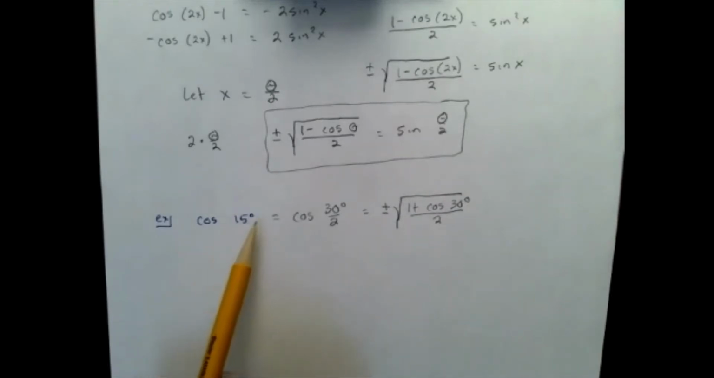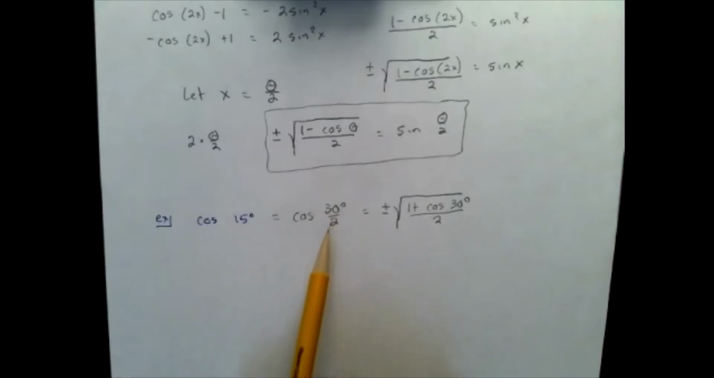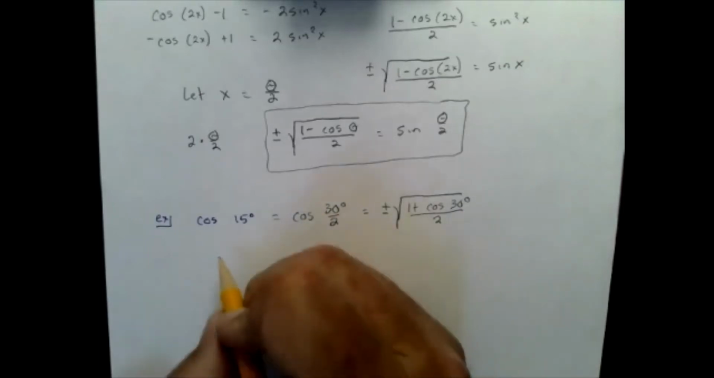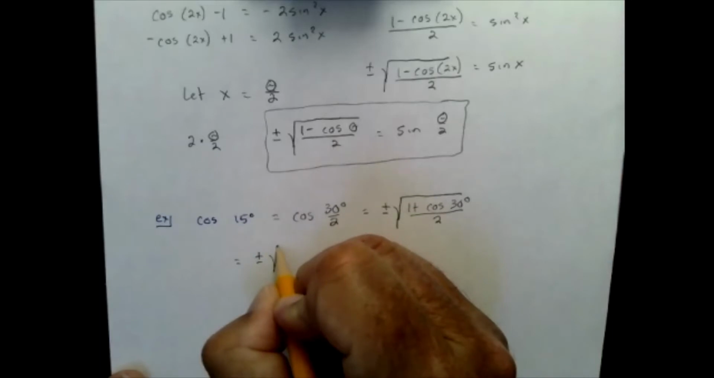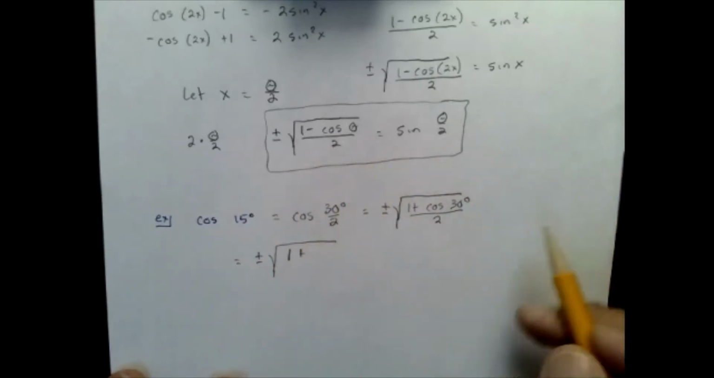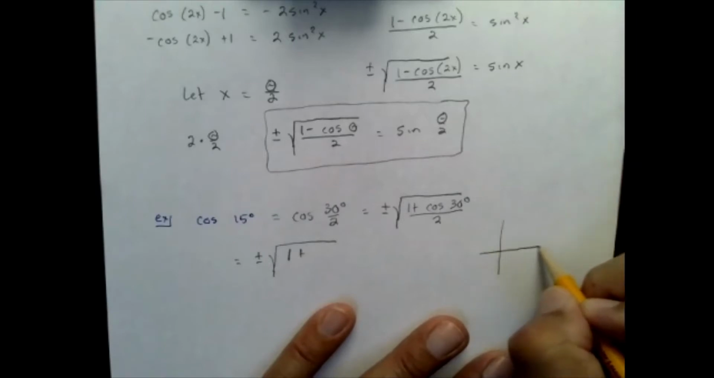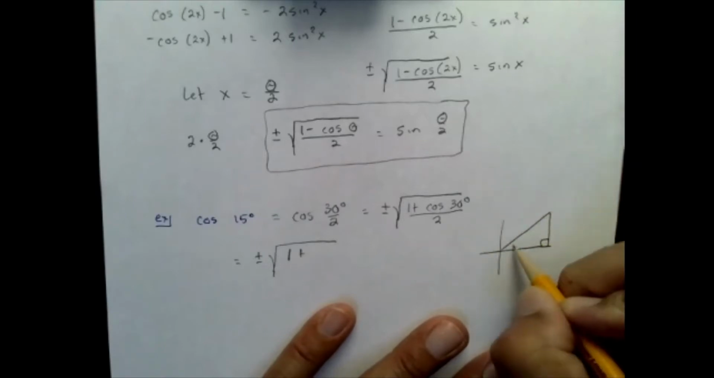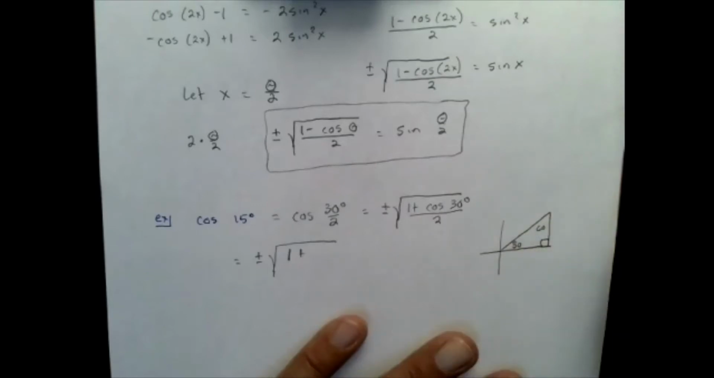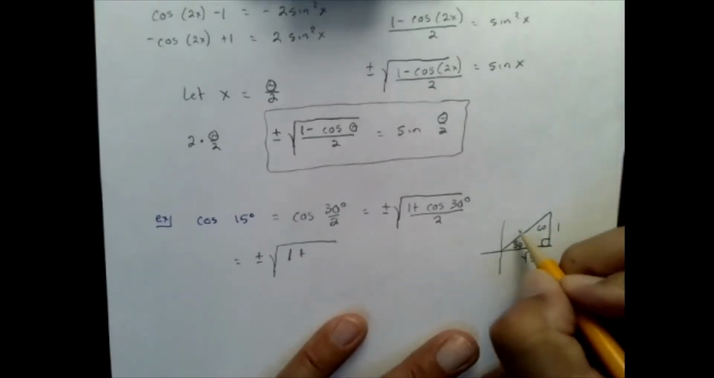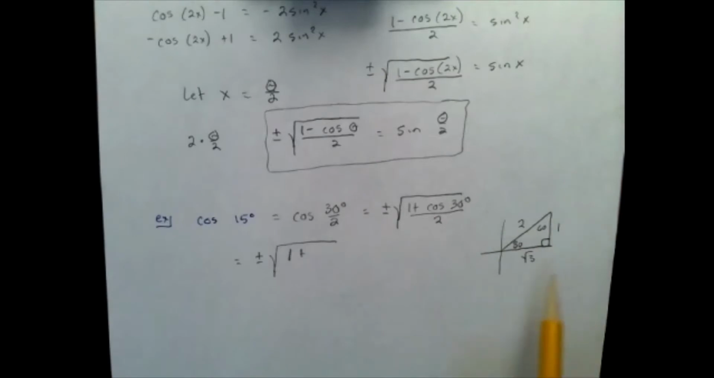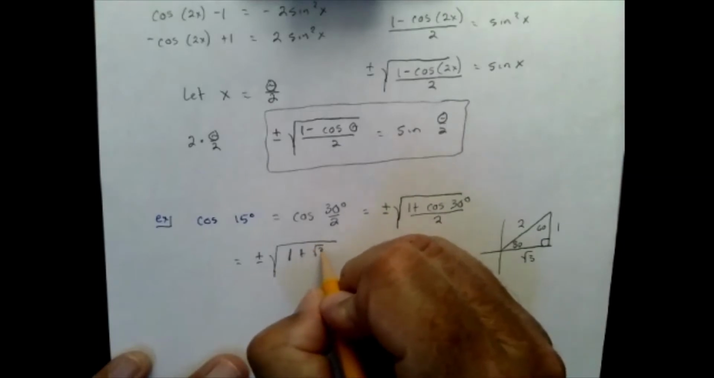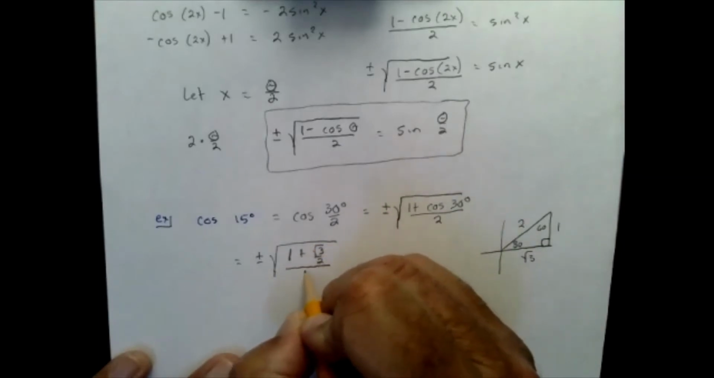So now I'm able to find the exact value for the cosine of 15. Again, 15 is the same as 30 over 2. This is my theta over here. I'm going to make it equal to plus or minus the square root of 1 plus, oh my, we're going way back. So 30-60-90 triangle. Here's 30, here's 60. That was 1, square root of 3, and 2. The cosine is adjacent over hypotenuse. Square root of 3 over 2, all divided by 2.